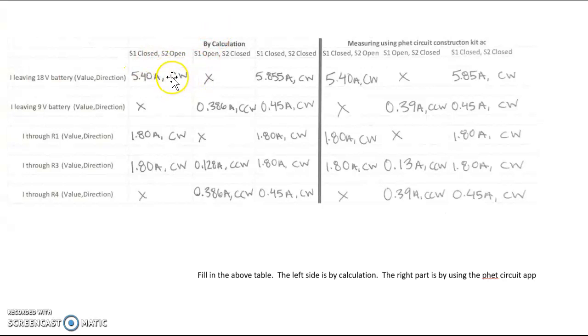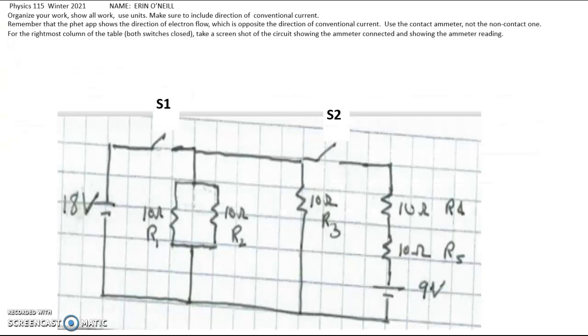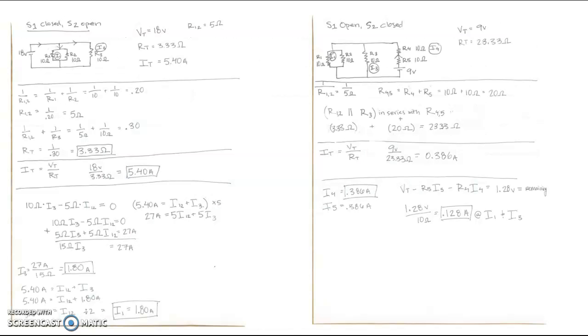What I did to solve was I started by looking at the diagram and splitting it up into pieces. So for switch 1 closed, switch 2 open, I included where on that circuit the current would be flowing through. So I just omitted this third part. And then in here I included it, but I omitted the first part.